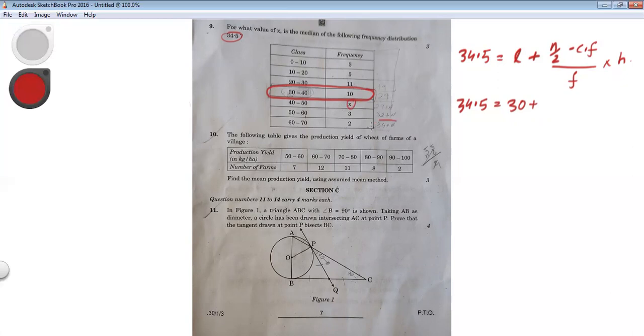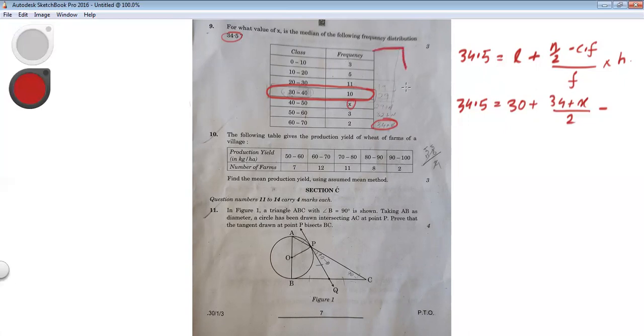If you do that, you're going to get 34 plus x, right? 5 plus 3 is 8, 8 plus 11 is 19, 19 plus 10 is 29, 29 plus 3 is 32, 32 plus 2 is 34, plus x. So 34 plus x, by 2, minus the cumulative frequency preceding it, which is going to be 11 plus 5 plus 3, right?